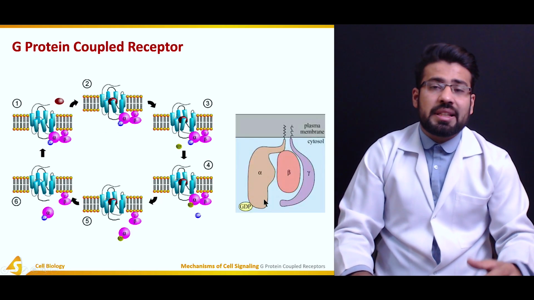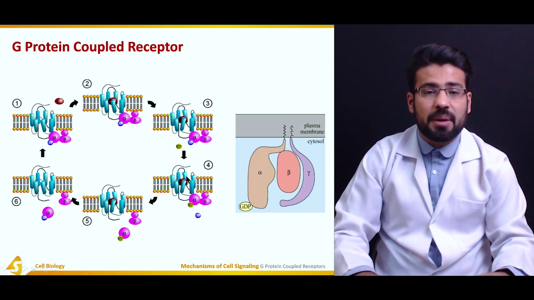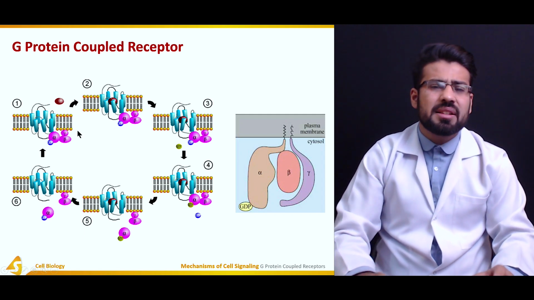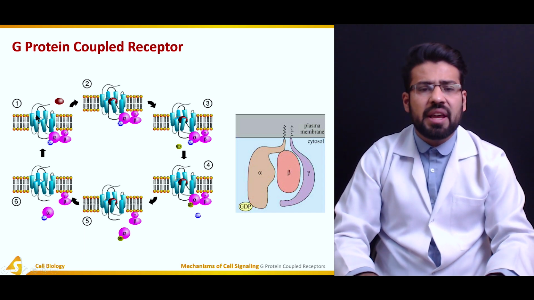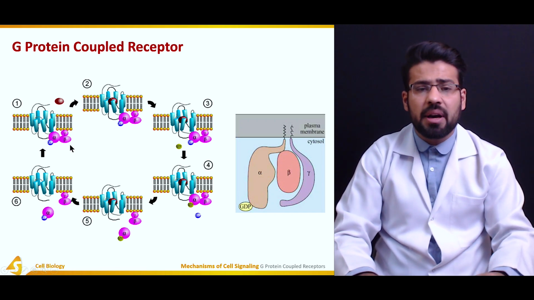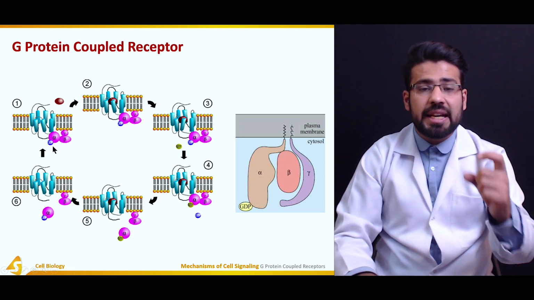Moving on towards the discussion of the G protein-coupled receptors. As discussed, what happens in this particular case, as seen over here, we have a G protein-coupled receptor, and it has three subunits: alpha, beta, and gamma. The alpha subunit has GDP linked.